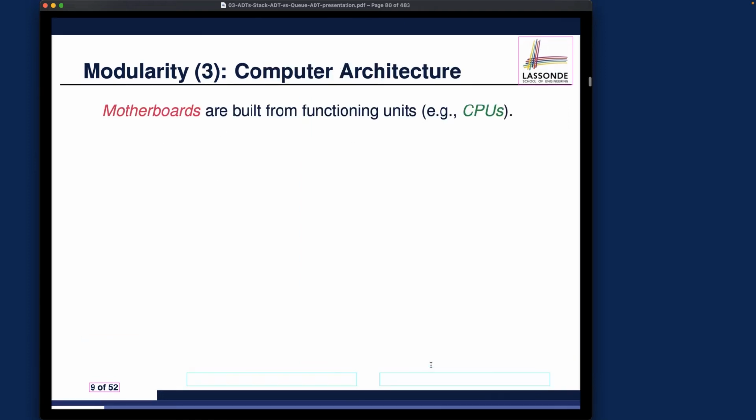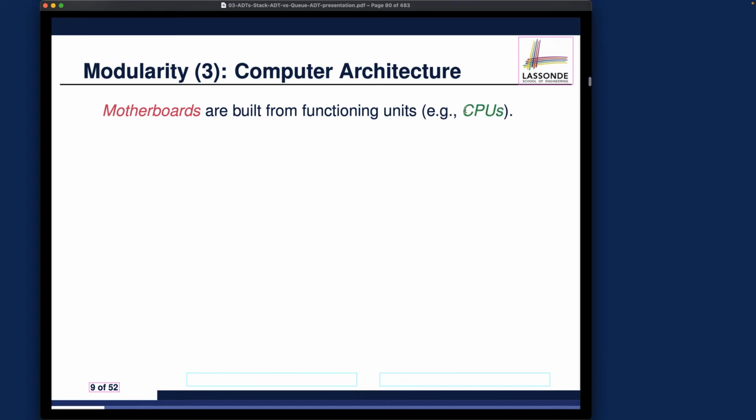Right, the next one is about computer architecture. Now we're moving from daily construction into a more subject-specific example for modularity. For those of you who are familiar with hardware, maybe from your EECS 2011 computer organization course, this example should not be very strange to you. So we talk about motherboards being built from functioning units, for example, CPUs.